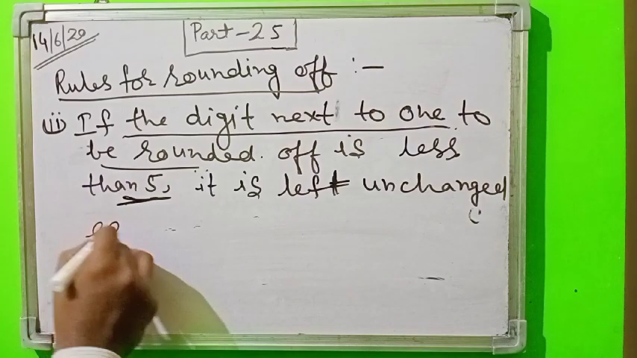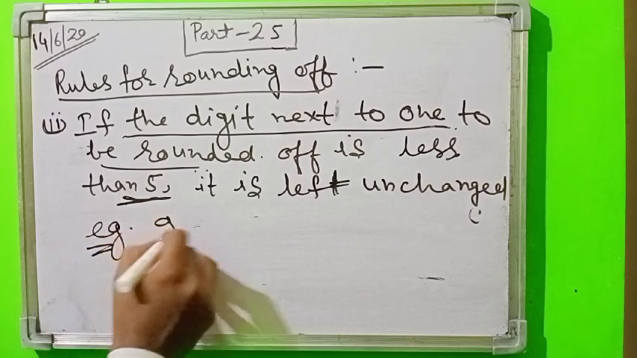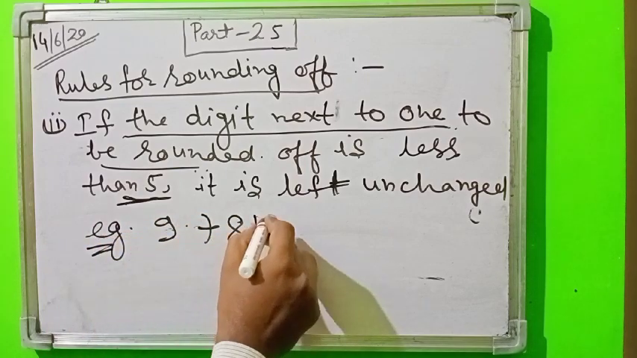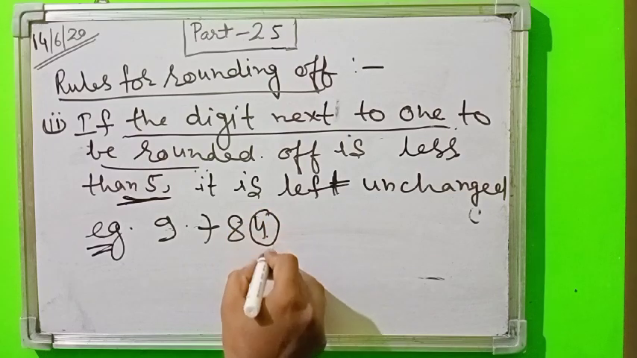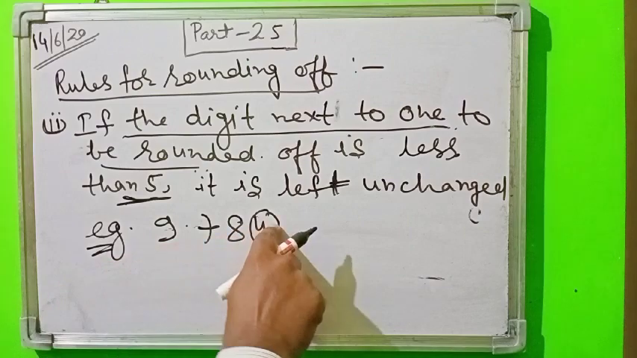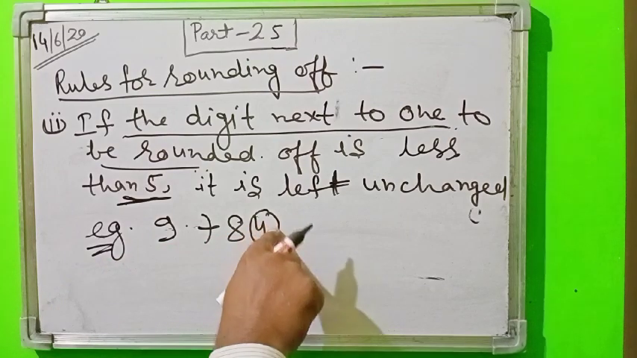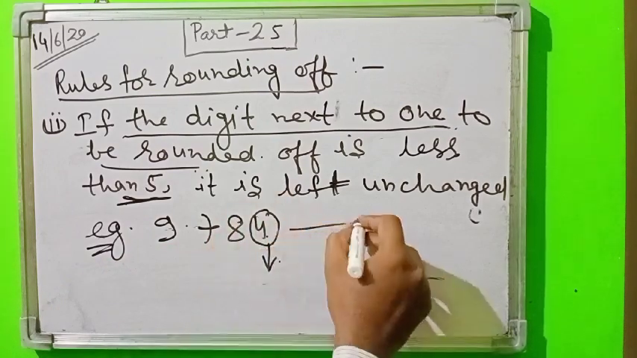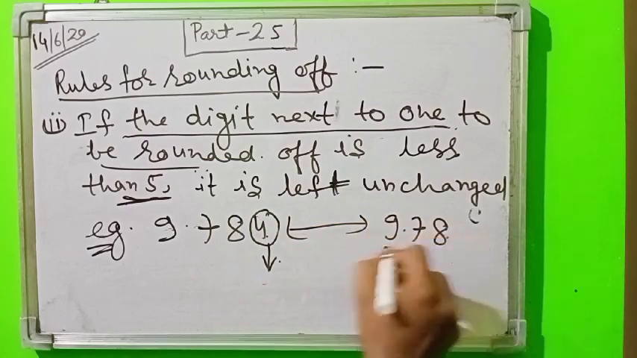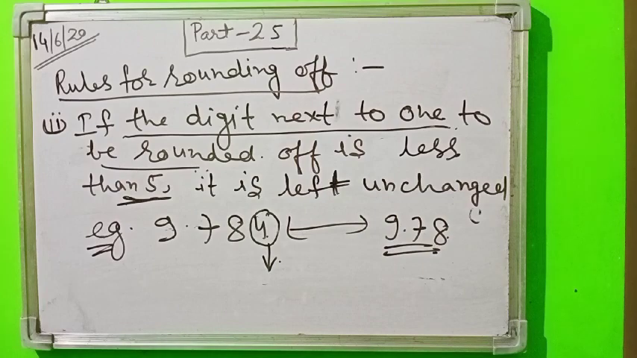For example, 9.784. Since this digit is uncertain or doubtful, and if this 4 is dropped or discarded, it is less than 5. So after rounding off, the number which we will get is 9.78. This digit remains unchanged. Now these are the two cases.